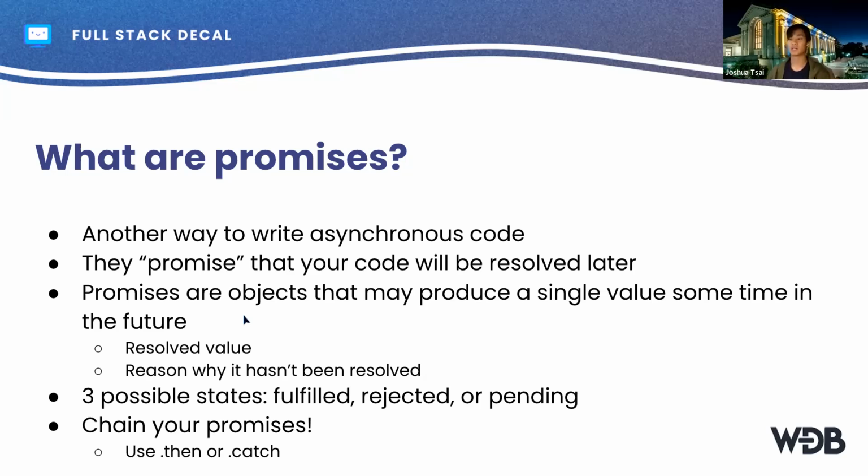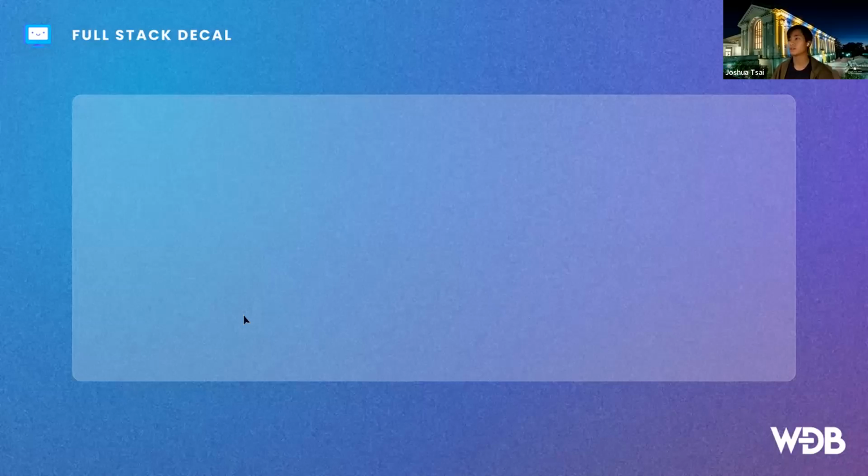And lastly, it is possible to chain your promises. And this is the basis of what allows your code to be a lot more human readable. There's no more nested functions. Instead, you can use chaining, which I will show an example of, to establish an order in which these promises will be fulfilled. And you can use chaining with the .then or .catch keywords.